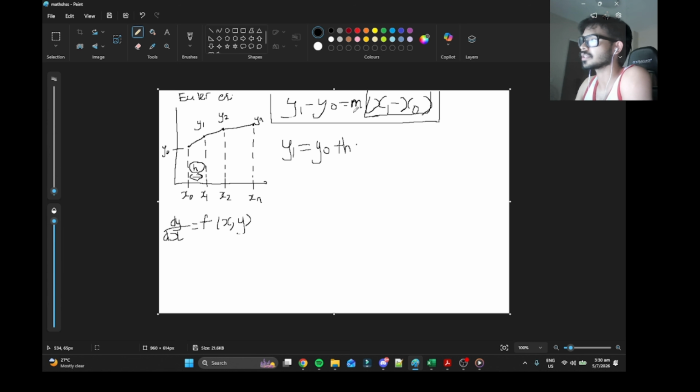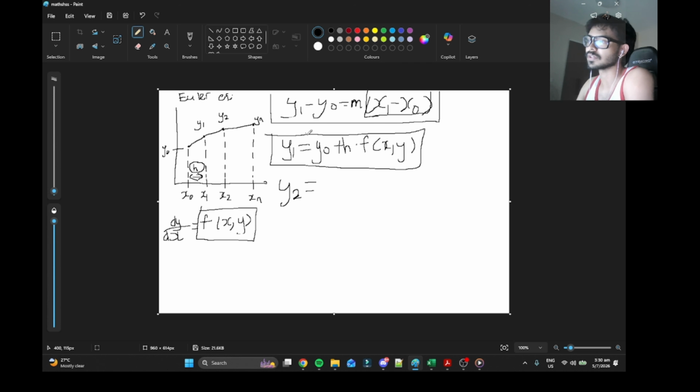And for m, we can say that this is the slope function, also known as f(x, y). So we'll multiply that into the equation. Then to find y2, you make y2 the subject. And then as you can see here from this equation, we use all the previous values, which is y1 plus h multiplied by f of the previous value of x and the previous value of y.